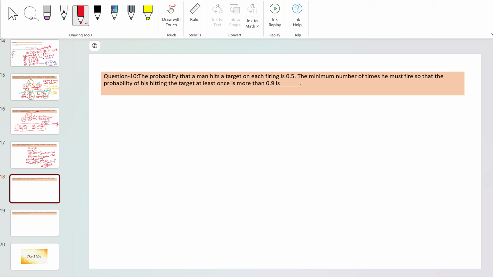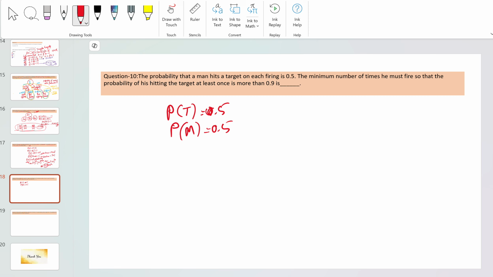Okay, let me give the solution for this. When you say that the probability that a man hits a target on each firing is 0.5, it means target hitting is 0.5 and target missing is 0.5, because 0.5 is the probability when the target is being hit, and the probability of not hitting is also 0.5.